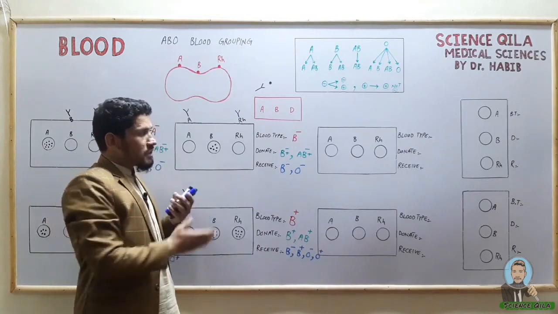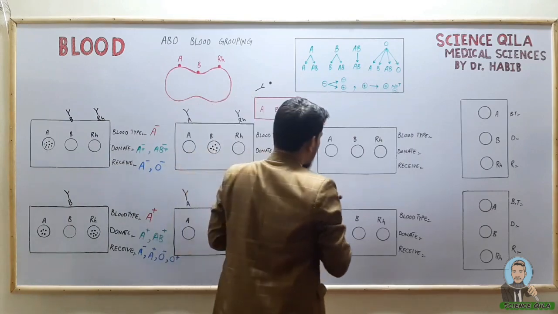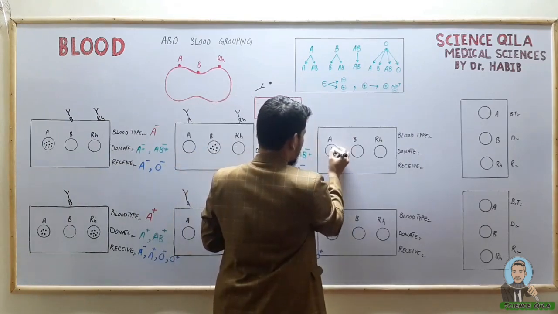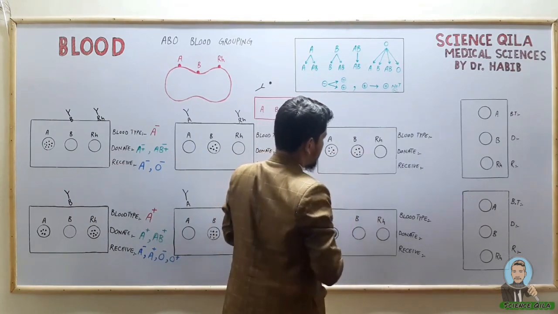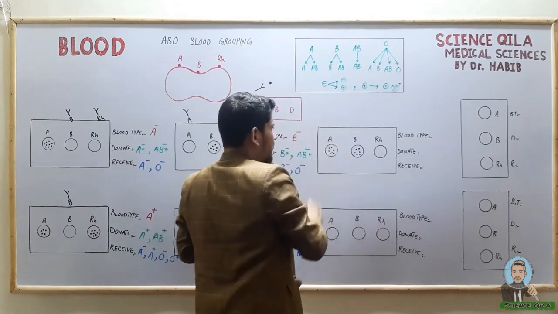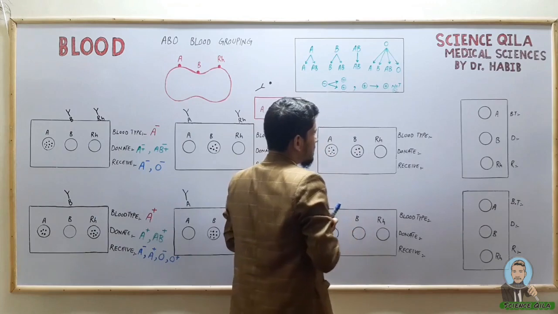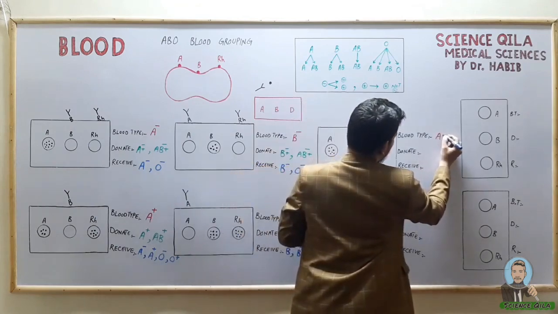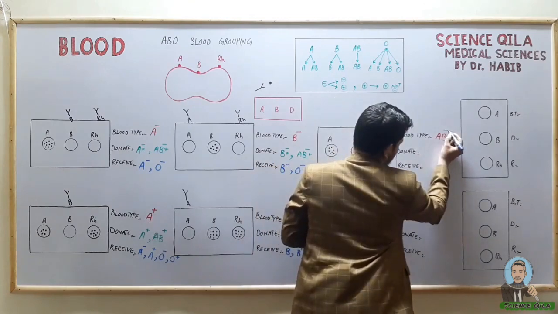Okay, now let's proceed to the next, and that is, let's suppose this time there is agglutination on A and there is agglutination on B. So it means both antigens are present on the surface of RBC, so we'll type the blood as AB. So what will be the blood type? AB. And RH factor is absent, so it means AB negative.